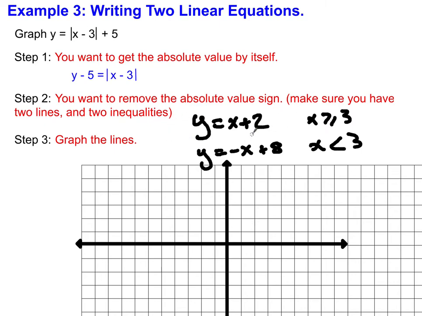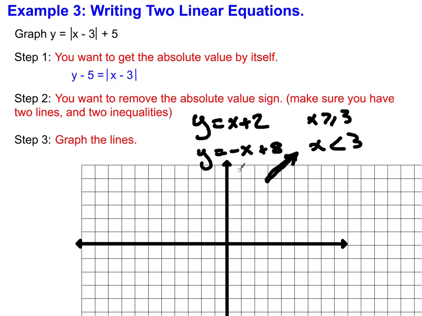Okay, let's graph this line, x plus 2. It goes up 1 over 1, up 1 over 1. Alright, so here's my graph for this line. But remember, we only graph it when x is greater than or equal to 3. So I need to erase all of it up until here, because that's the point when x is 3. So the graph of this goes that way and it keeps going forever.